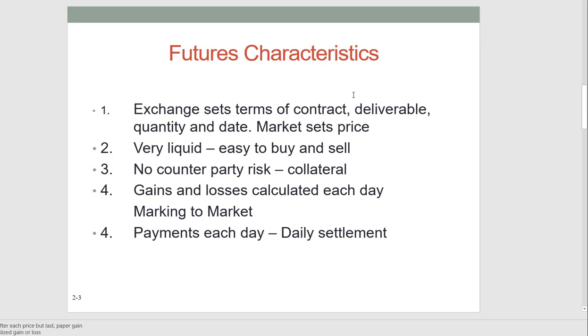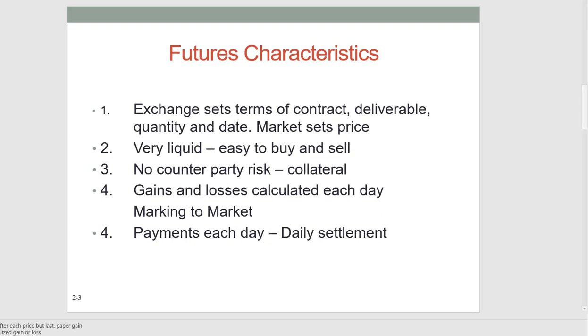No counterparty risk because there's collateral. We'll get to talk about that in a moment. It's called margin. Gains and losses are calculated each day. It's called marking to market. That's the same with the novated futures contract. But in a novated futures contract, money never actually passed from one party to the other. It just was set aside in an account to pay the party that's receiving money. Here, every day, money is transferred from one person's account to the other. This is called daily settlement. So futures have no counterparty risk, easy to sell, mark to market with daily settlement.